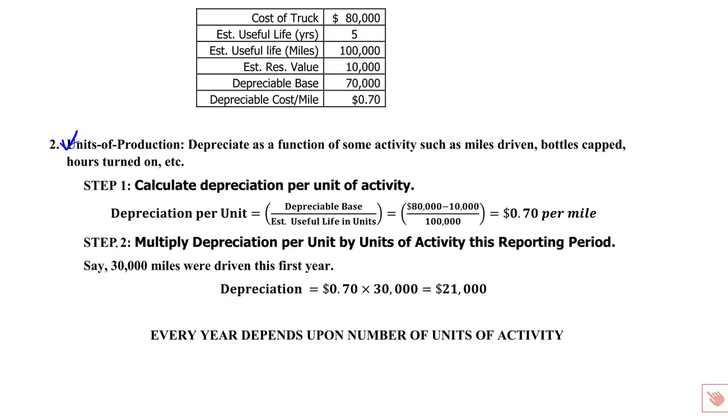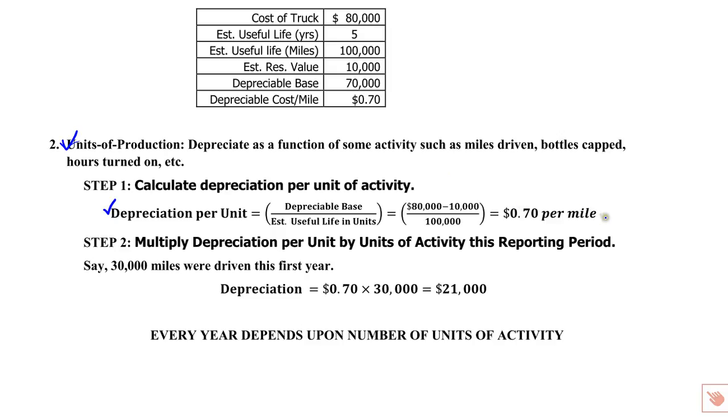And this way depreciates as a function of some activity. So if you had a bottling machine and it could bottle 5 million beers, every million beers would be 20% of its useful life. All right? So what you do here is first you calculate the depreciation per unit.